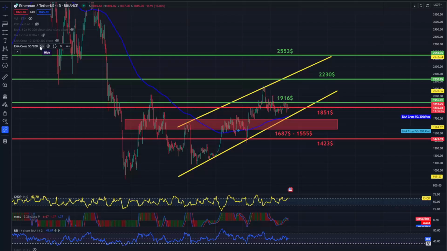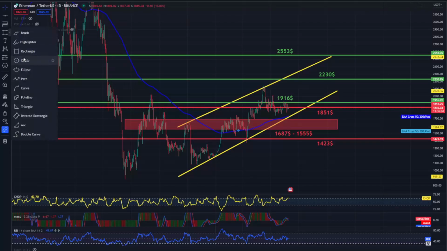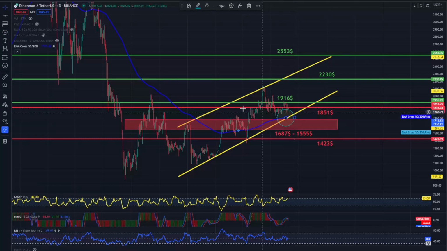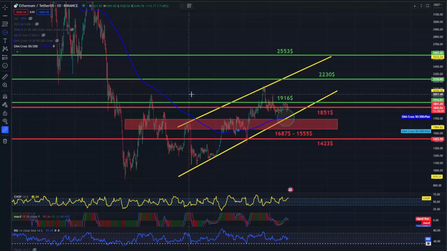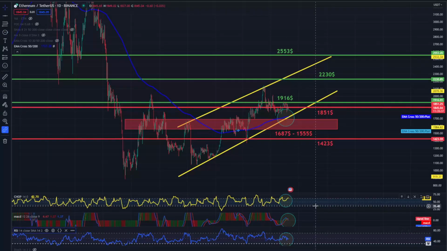When we turn on the EMA cross 200, we can see that they indicate an uptrend. The CHOP index indicates that we have a lot of energy for the upcoming move. The MACD indicator indicates the transition to a downtrend. On the other hand, the RSI is moving around the middle of the range, which makes it difficult to clearly determine the upcoming price direction.